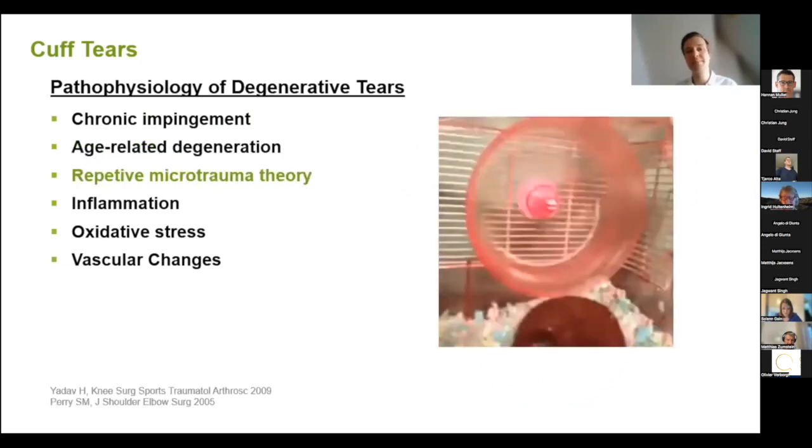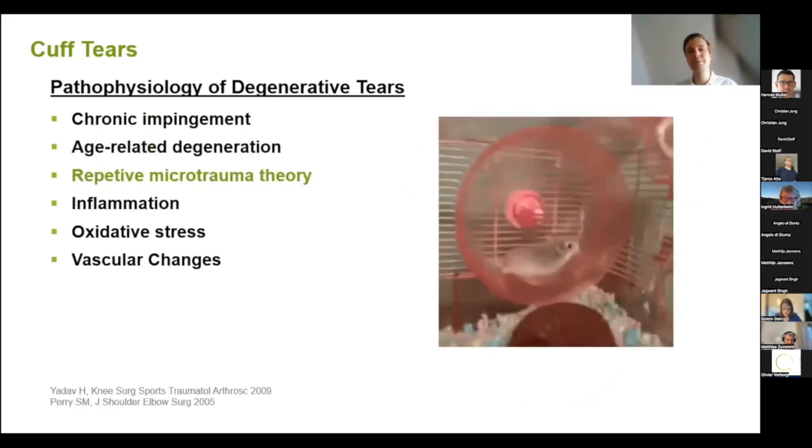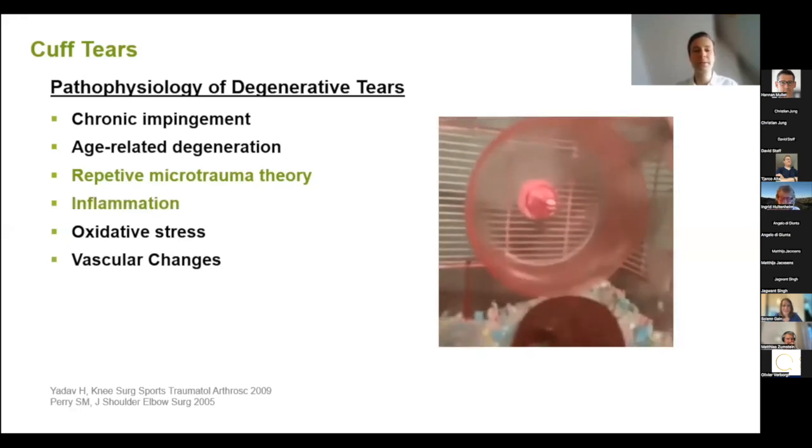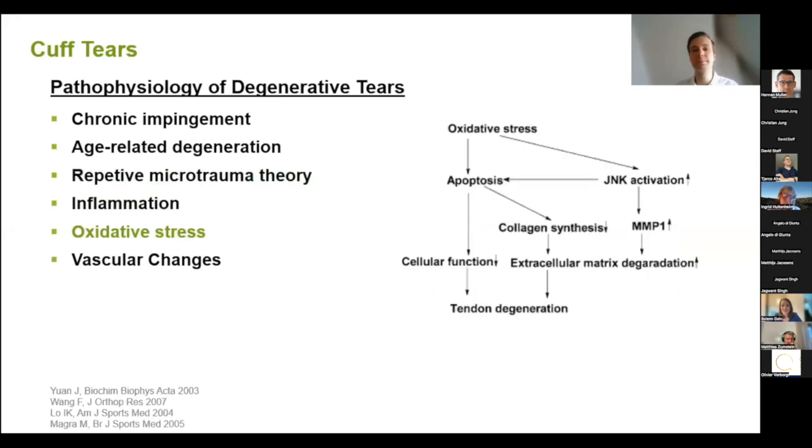The next theory is the microtrauma theory, in which microtrauma results in partial tendon tears that then develop into full rotator cuff tears. In the rat model, overuse of the rotator cuff tendon led to downregulation of TGF-beta1. Also, inflammatory pathways were identified after repetitive microtrauma. So the results of these studies do support the repetitive microtrauma theory and imply the presence of an acute inflammation.